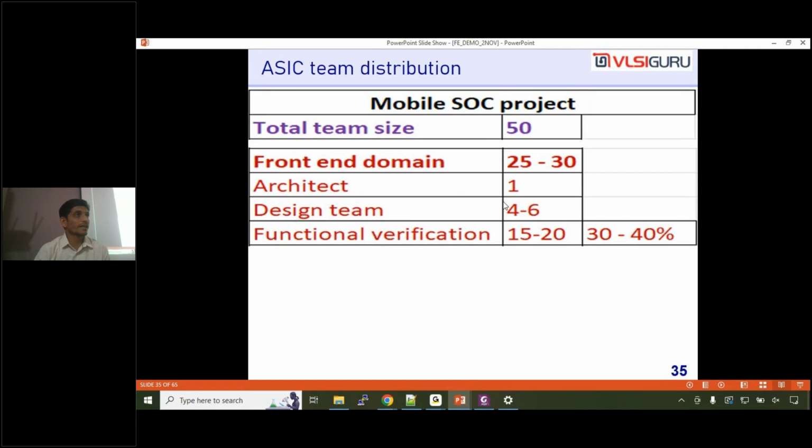Out of them, how many architects will be there? Only one. How many people will be there in the design team? Around 4 to 6 people. Functional verification, 15 to 20 people will be there. So which is the team where majority of people will be there? Functional. Because it is a very important part.